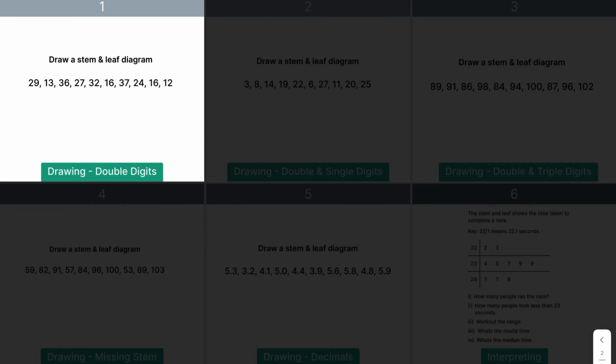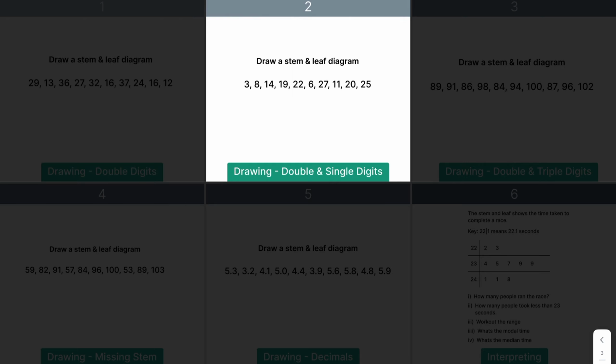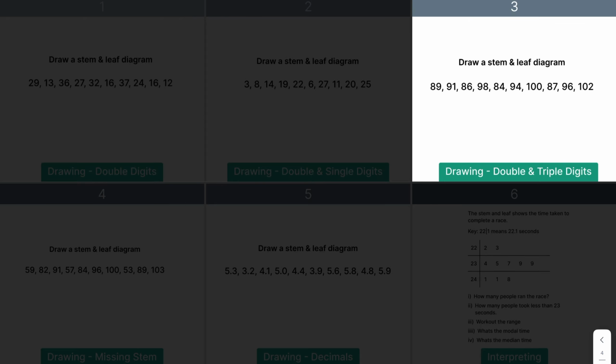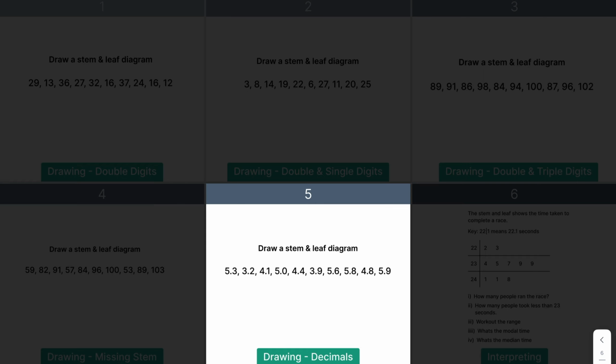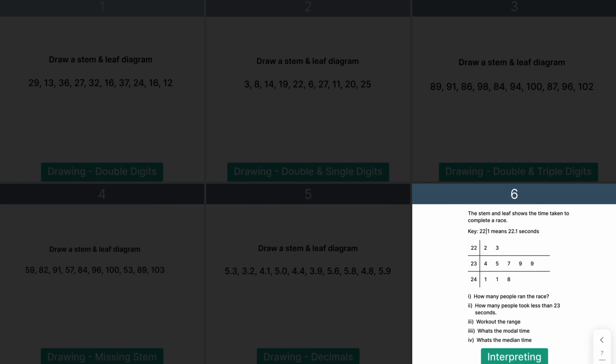Stem and leaf is what we're looking at in this video. It's split into 6 parts. So we can start off by looking at drawing stem and leaf with double digits, and then double and single digits, then double and triple digits, and then with missing stems, and then with decimal numbers, and then finally looking at interpreting stem and leaf, looking at averages, so that's the mean, median, mode.